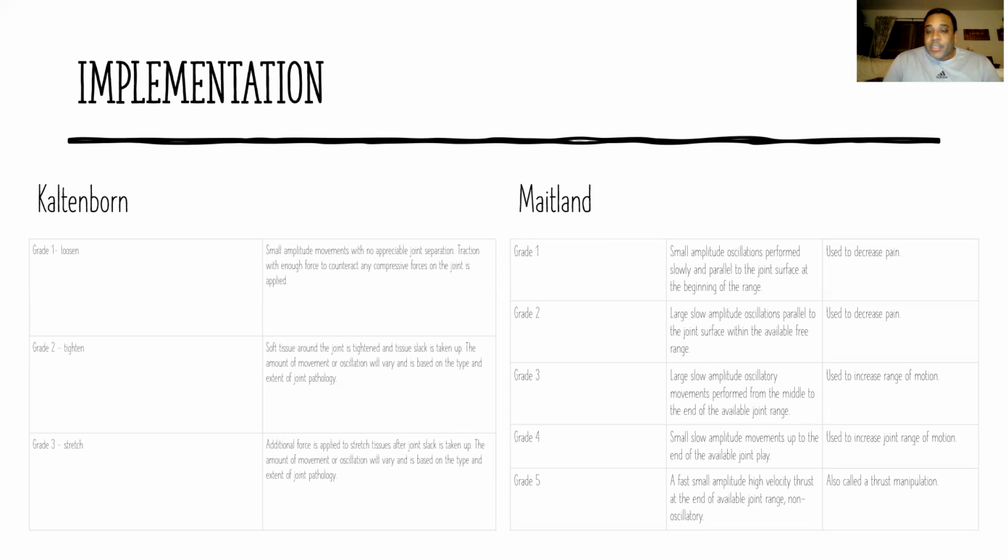And then grade 5 is a small amplitude, high velocity thrust at the end of the available joint range, non-oscillatory, also called thrust manipulation. This is the one that you're not going to do repetitiously. So you're going to take the joint to the end of the range, and then you're going to give a hard thrust, either a distraction thrust or a compression thrust, depending on what you're trying to accomplish and which direction you're going. And then you're going to relax.